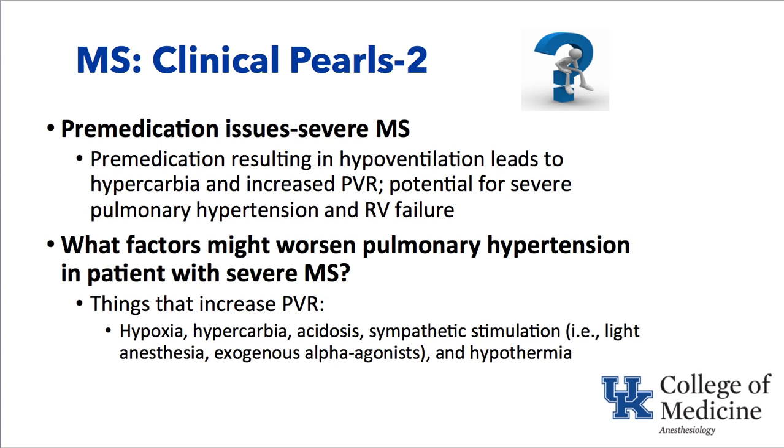Some pre-medication issues with severe MS. If you have a patient with mitral stenosis and you give them, let's say, fentanyl or midazolam, and they hypoventilate, and their CO2 goes from normal of 40 up to 50, hypercarbia is going to cause an increase in pulmonary vascular resistance. And if they already have pulmonary hypertension and right heart issues, you're going to make those worse. So be very careful about pre-medicating a patient with mitral stenosis, and in most cases we avoid pre-medication.